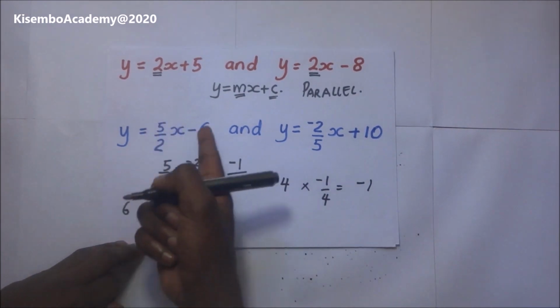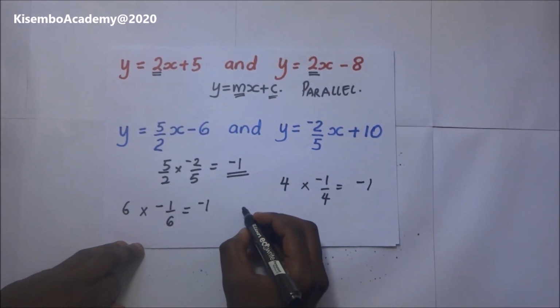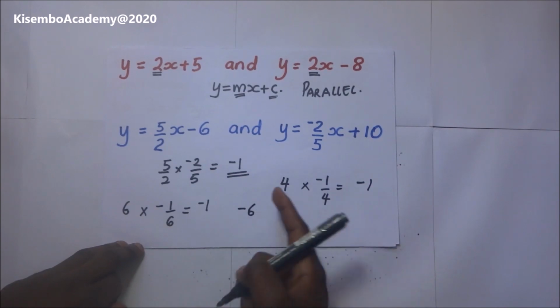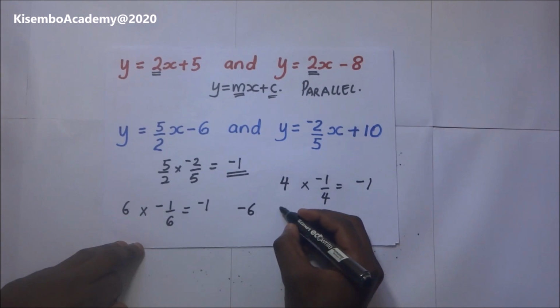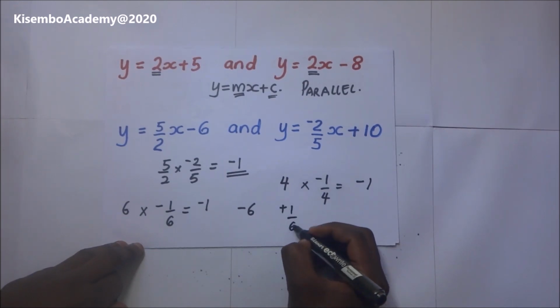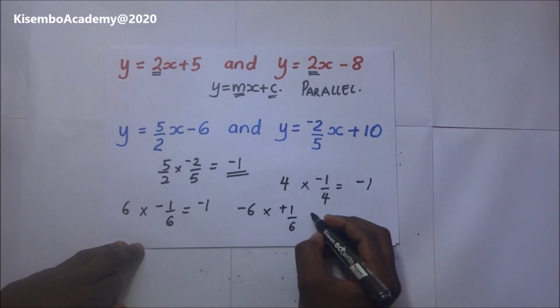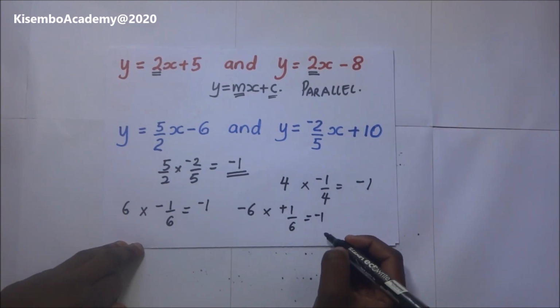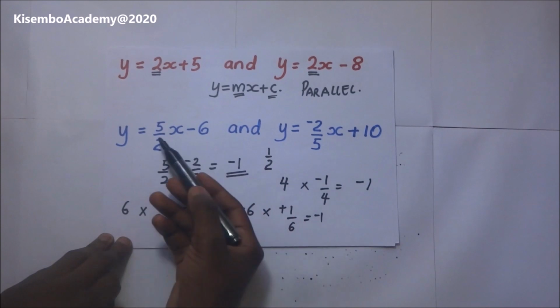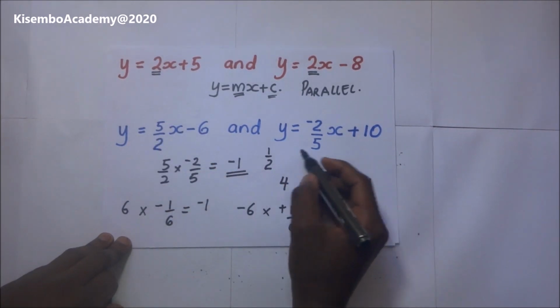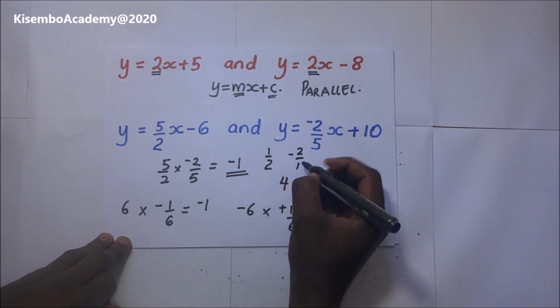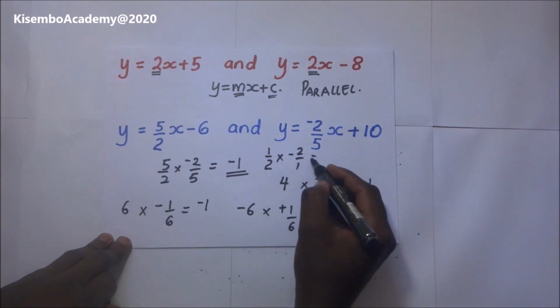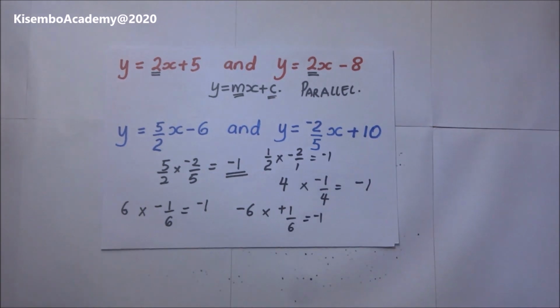If the gradient of this line is, let's say, -6, it means the gradient of the other line will be the reverse of this reciprocal, so it will be +1/6, because when you multiply those two, it's supposed to give us -1. Maybe one more example. If the gradient of this line was a half, it means that the gradient of the other line is going to be the negative reciprocal of this, so it's going to be -2/1. When you multiply these two, it's going to give us -1. So that is the rule.